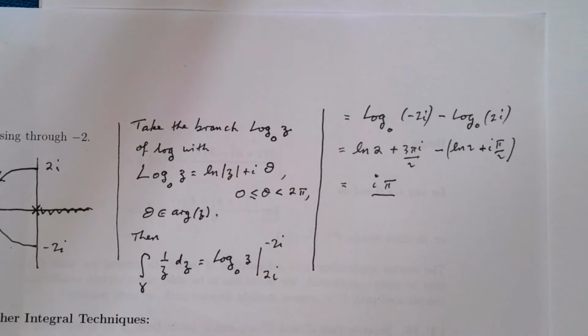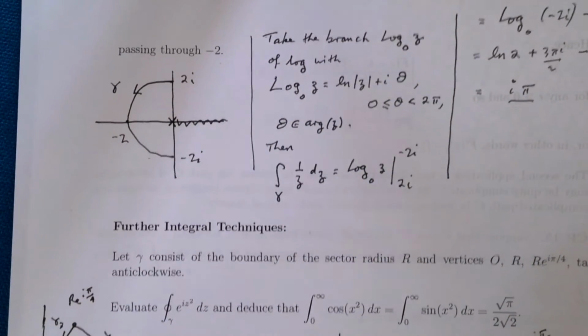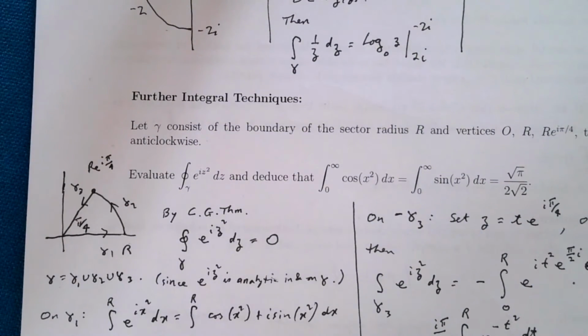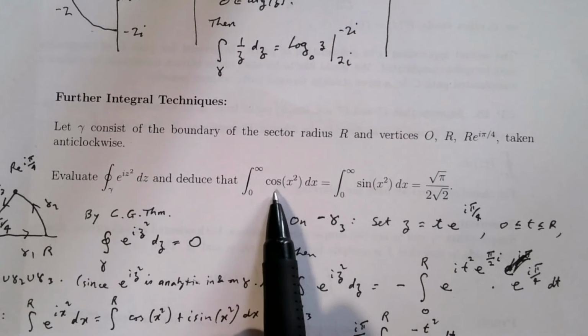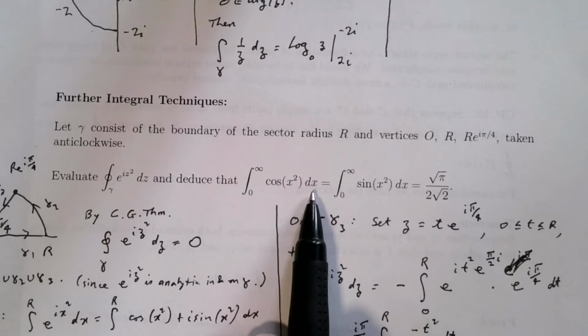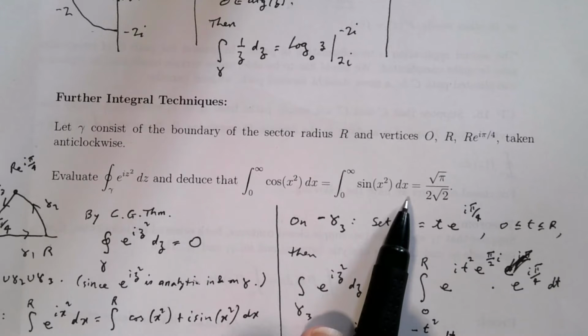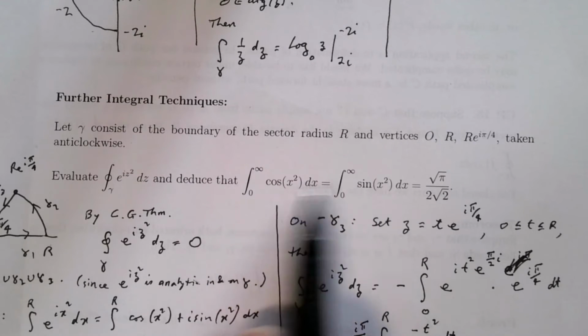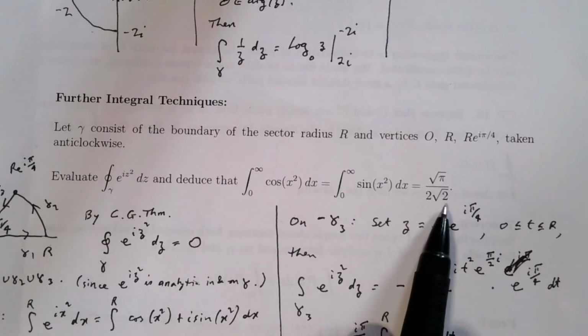And I want to finish this section with just a rather lovely problem. This is a further integral technique that's going to use Cauchy's integral formula. And here's the punchline. We're going to show that the integral from 0 to infinity of cos of x squared dx is equal to the integral from 0 to infinity of sine of x squared dx. These are important integrals. I think they're called Fresnel integrals, and you can evaluate this integral. It turns out to be root pi on 2 root 2. And the lovely thing is we're going to use complex analysis methods to show this.